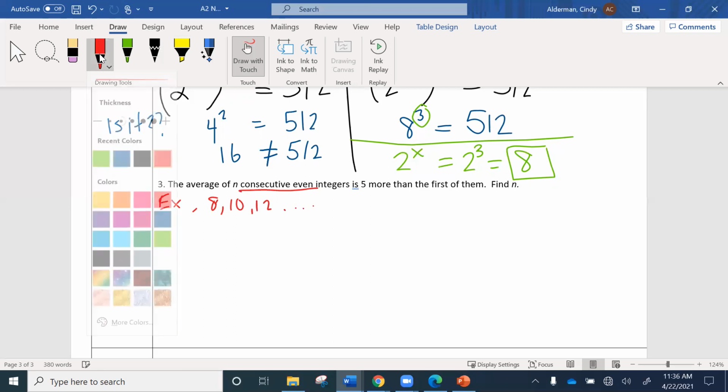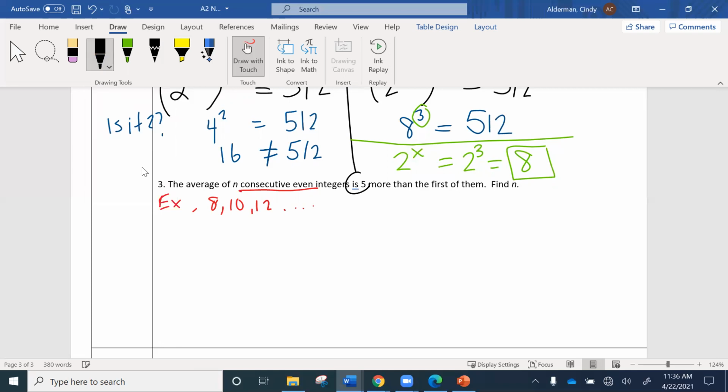Okay, so they're saying that the average of a certain number of consecutive even integers is 5 more than the first of them. We like that because that tells us where the equal sign should go. Find n. So let's try. Let's say n is equal to 5. So I'm going to do the easy consecutive integers. Let's say there are 5 terms, so I'd have 2, 4, 6, 8, and 10.